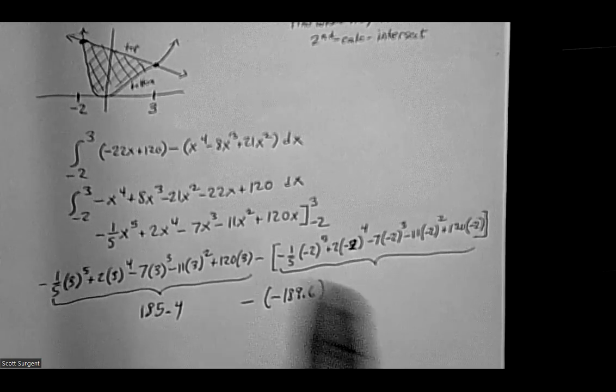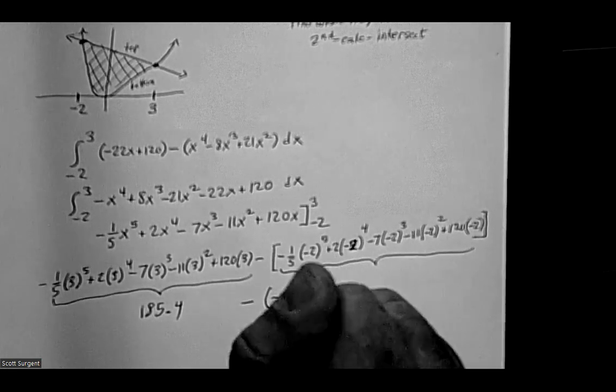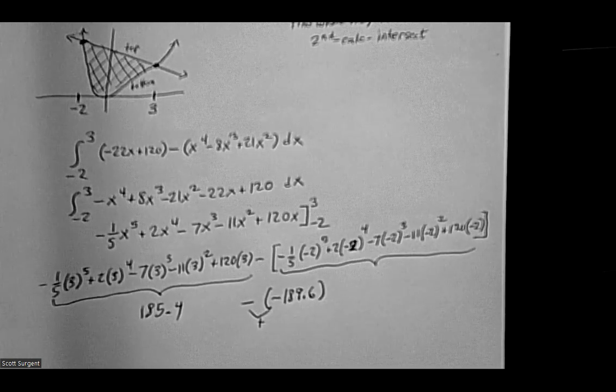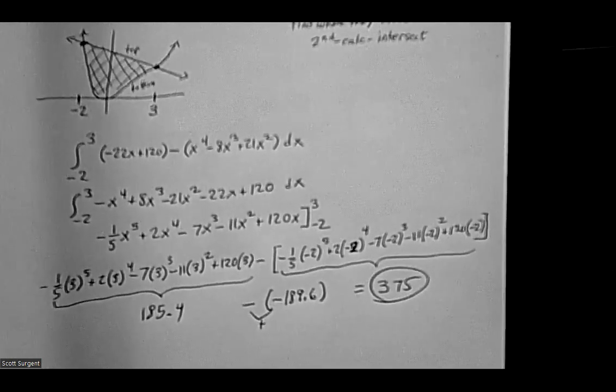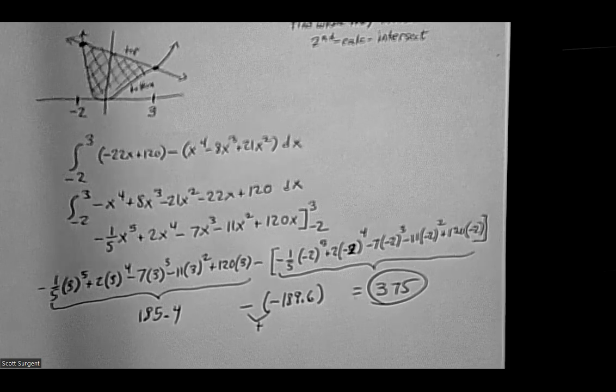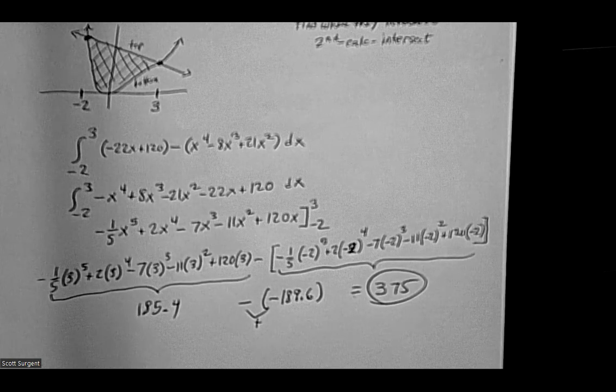I get -189.6. Remember, there's a negative out in front of all that, so it turns out to be an addition. So 185.4 plus 189.6 works out to be 375 units. Now, I'll admit I kind of ran through that, so I hope it's correct. That was the correct answer.